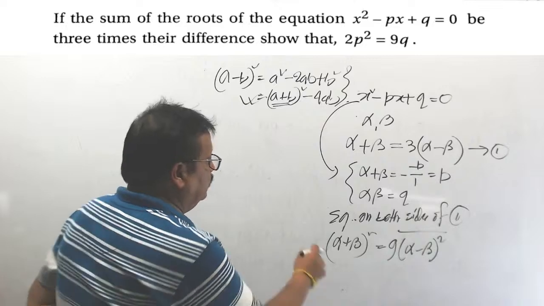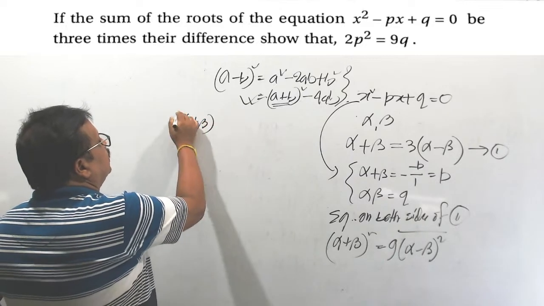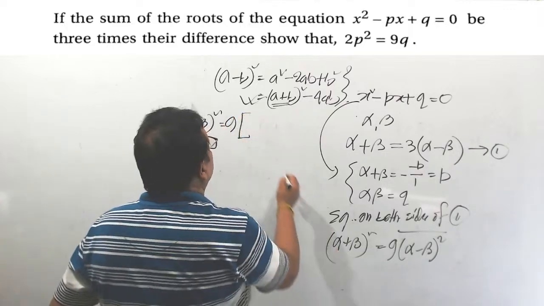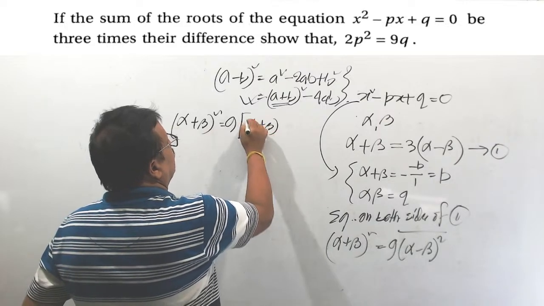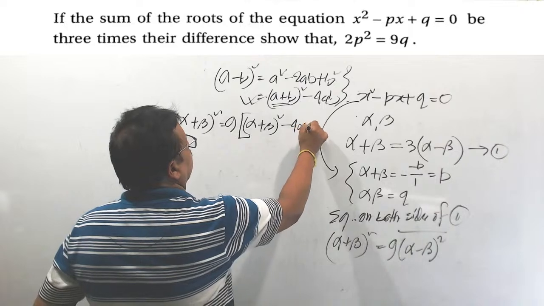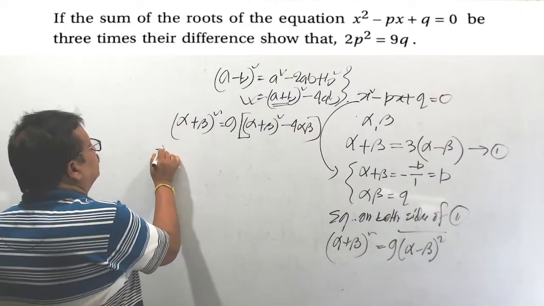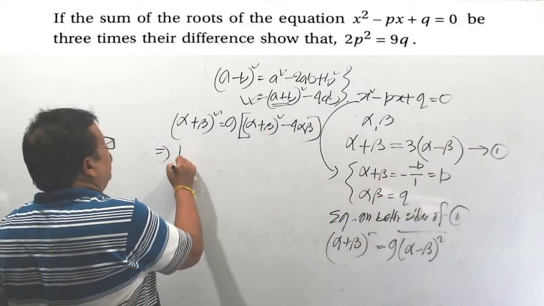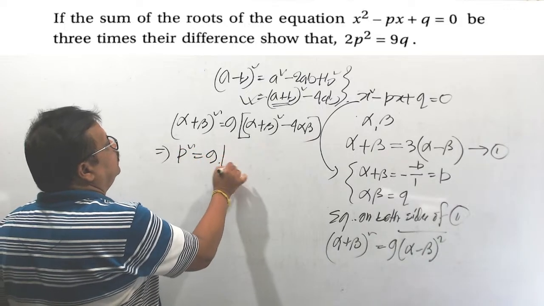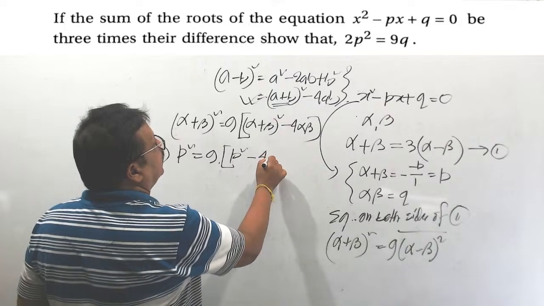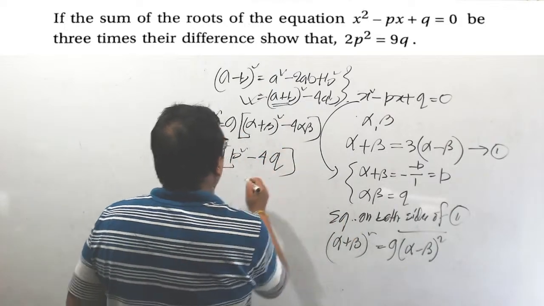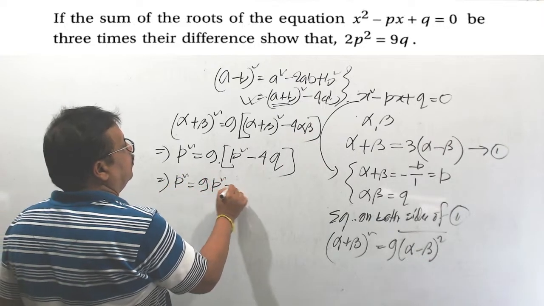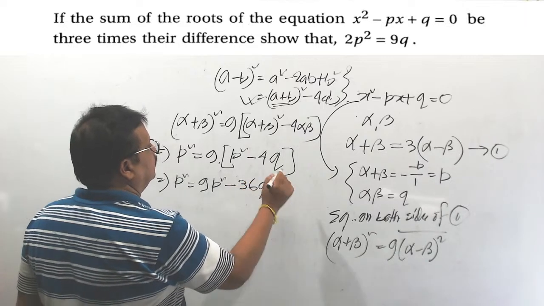Understood. So alpha plus beta whole square equal to 9 into, alpha minus beta, that is alpha plus beta whole square minus 4 alpha beta. Understood? Now put the values. What is the value of alpha plus beta? Alpha plus beta is equal to p. P square is equal to 9 into p square minus 4 into, what is alpha beta? Q. Simplify. P square is equal to 9 p square minus 36 q.